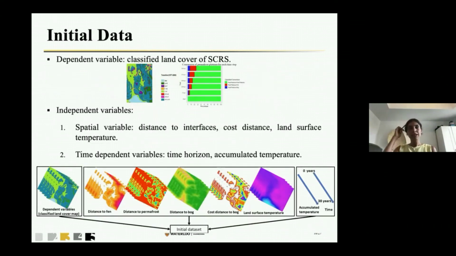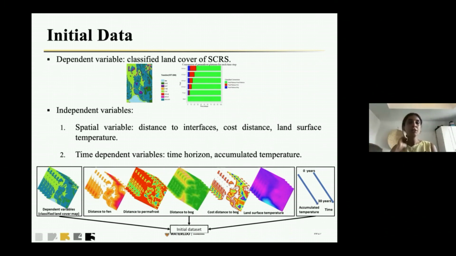So the first step was preparing the initial data. The initial data set is composed of two data sets. The dependent variable is the variable that we are going to predict for the future, which are the main land covers: channel fen, bogs, and permafrost plateau. And the independent variables are driving factors of change. Our main focus is to model the land cover evolution, spatially and temporally. So this model is a spatial temporal model.